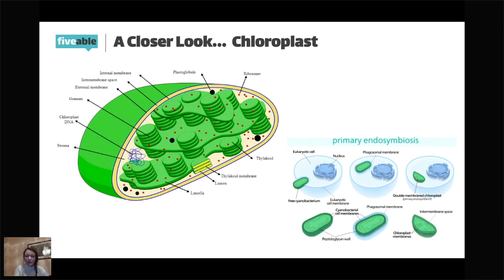Okay. Any questions about any of the organelles that we've talked about so far? I know I'm not going into a ton of detail, but it's because I assume you guys have pretty decent knowledge of these, and we can just kind of talk about some of the higher level stuff.